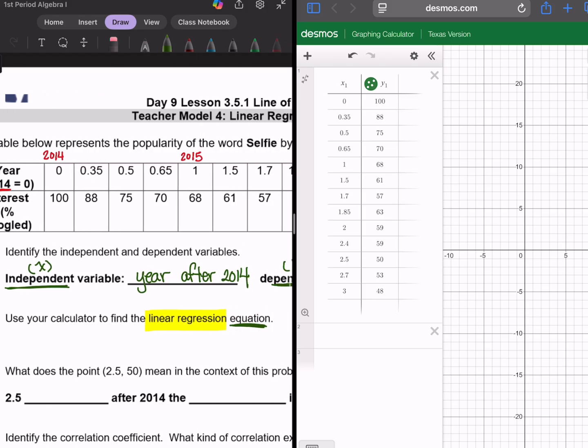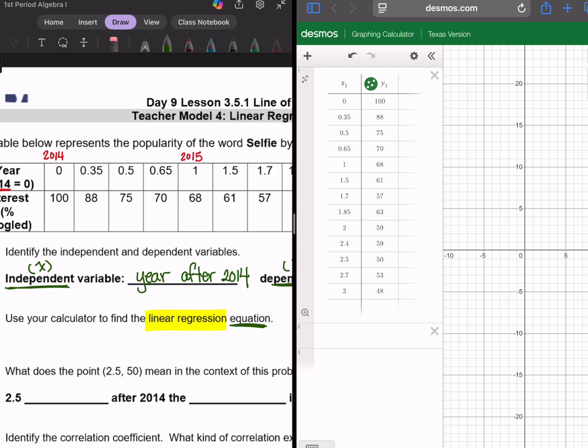So what I want you to do right now is pause the video and type in this entire table in your Desmos. Remember, to do that, you're going to need to use the add button and go to table in order to add in the table from Desmos.